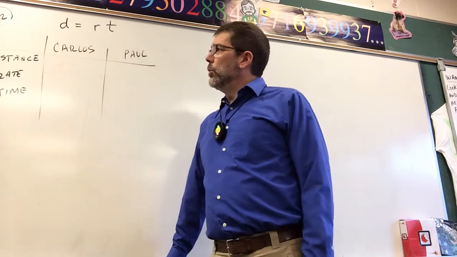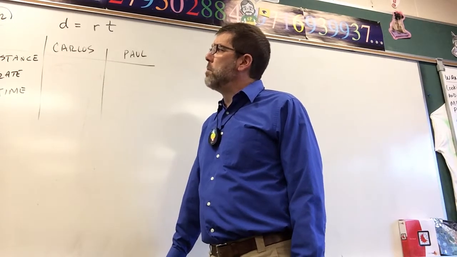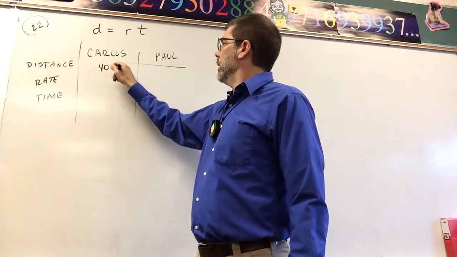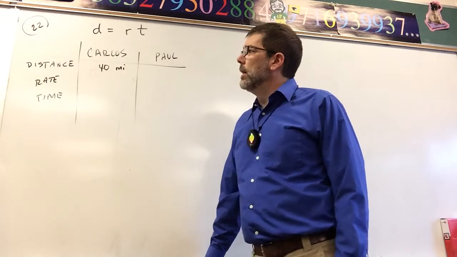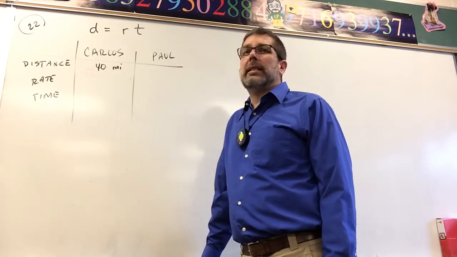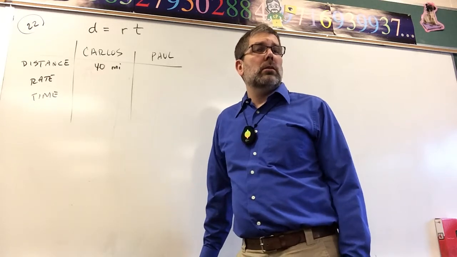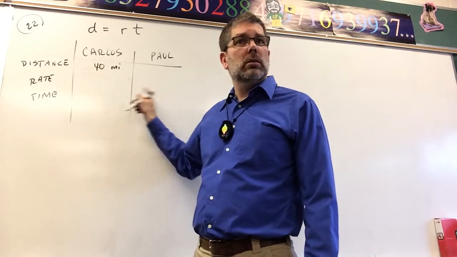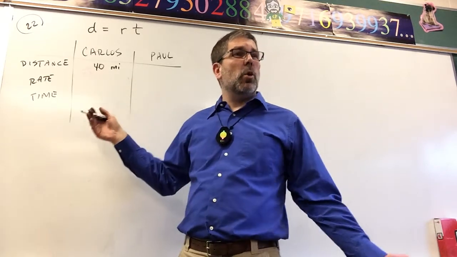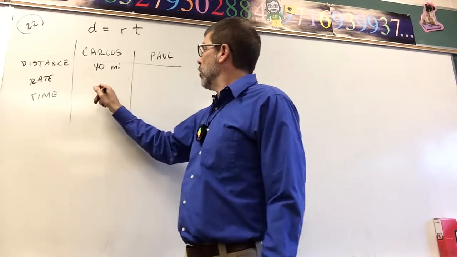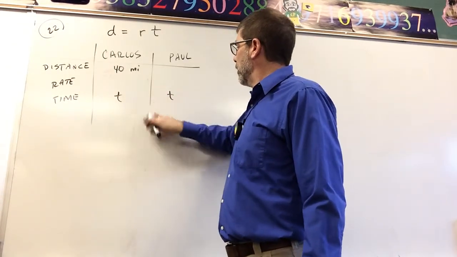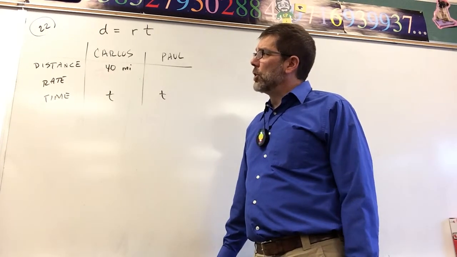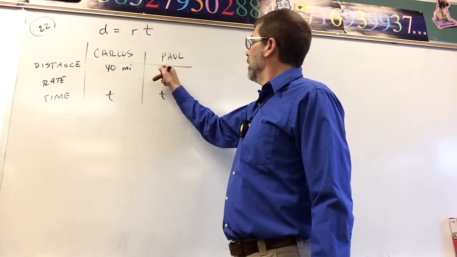So let's read through the problem. Carlos can travel 40 miles. So I'm thinking, Carlos, that's a distance. It's 40 miles. He can travel in the same time as Paul. Well, what do you know about the time of Carlos and Paul? They're the same, but do we know what the number is? No, we don't. So it's a variable. We just know that they're the same as each other. Paul can travel 15 miles on his bicycle, so I'm thinking that goes there.